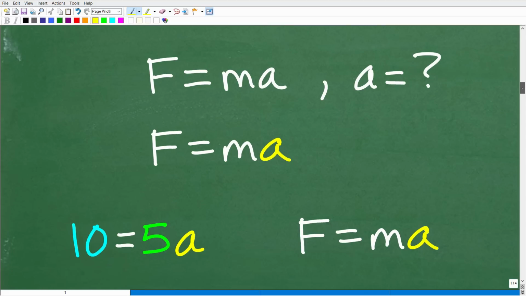Okay, so we're going to take a look at an easy example here first so we can understand this process, or this concept, of solving for one variable in a multivariable equation.